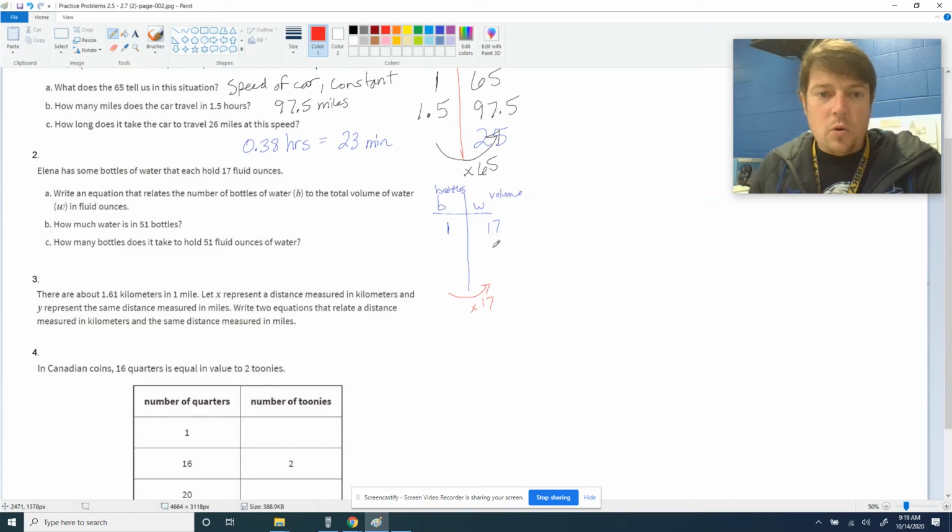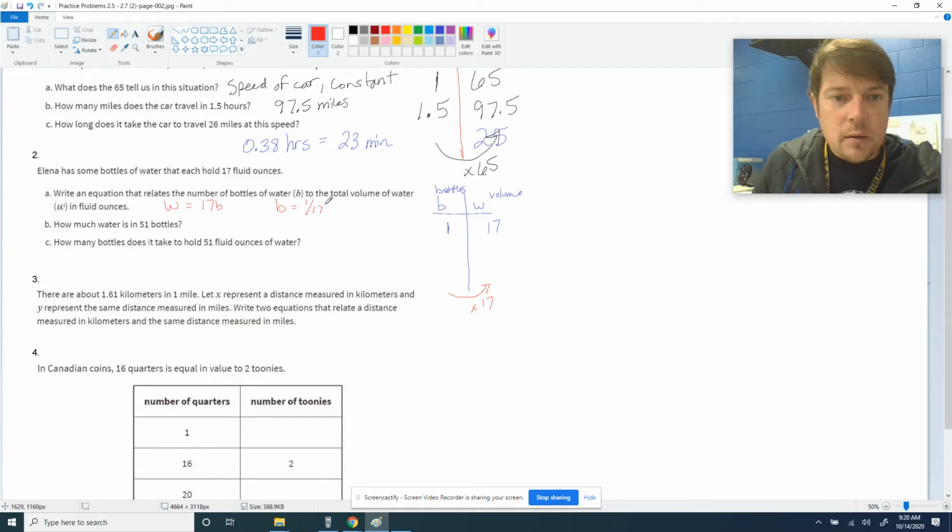We should be able to easily get our constant from that relationship, right? This is all for the purpose of writing the equation, just to kind of get our head wrapped around which letter we multiply by. Okay, so when we write this equation, we're going to see that the B is getting multiplied by 17 to equal what the W is. So I'm going to write W equals 17B, right? And you could have also written the backwards version of that, B equals a 17th W, acceptable, both of those.